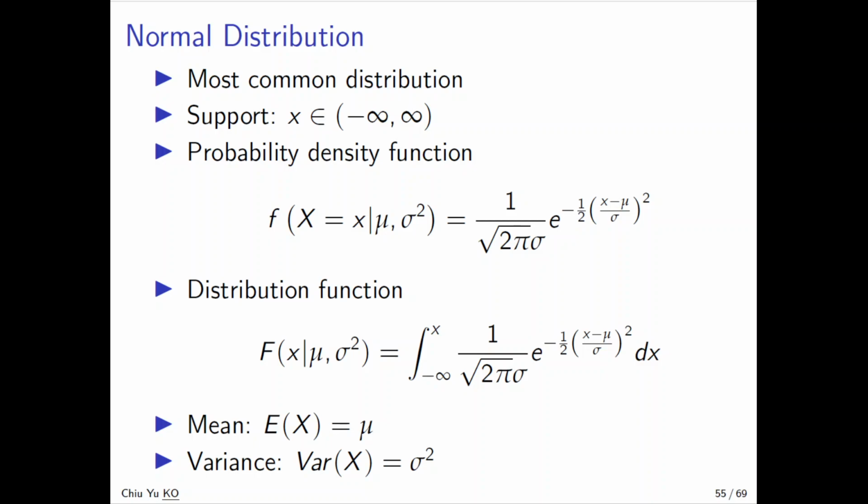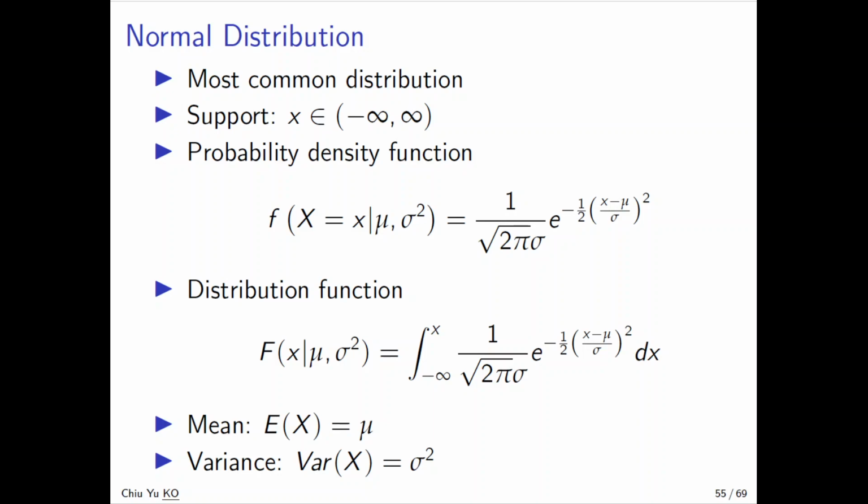So we have the normal distribution. The normal distribution is the most common distribution, and later you will see this is by the benefit of the so-called central limit theorem, which says if you have a large sample size and following certain properties, then what you end up with is a normal distribution. So that's why it's most common.